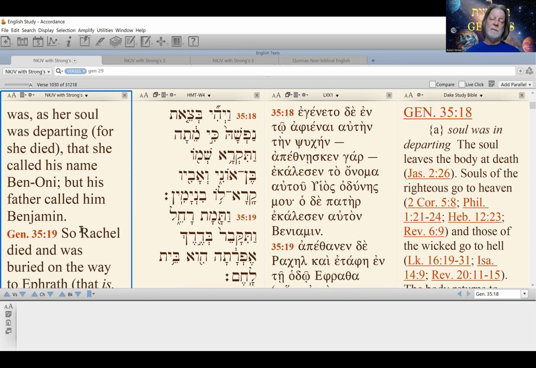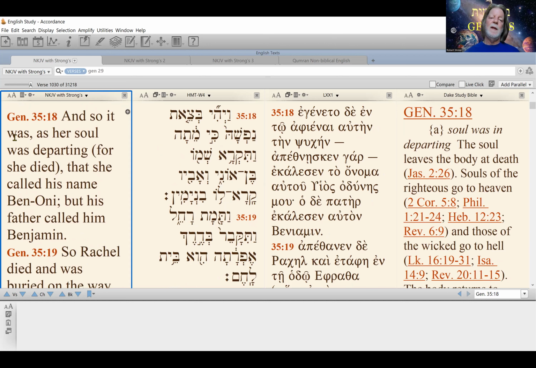And so it was. So the child was born. But as the child was being born, her soul, Rachel's soul, was departing. She was dying, for she died. As her soul was departing, betzet nafsha means like in the process. This is not a completed action. She hadn't already died, but she was dying because of the hard labor, because of the difficulty of the childbirth.